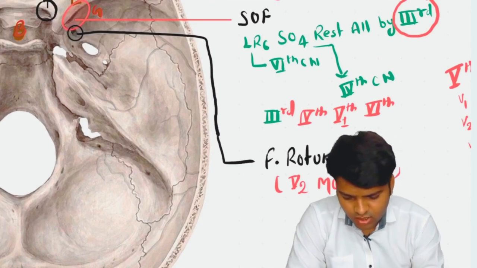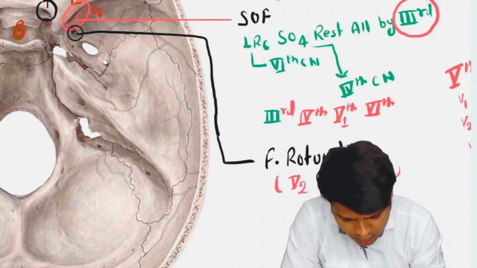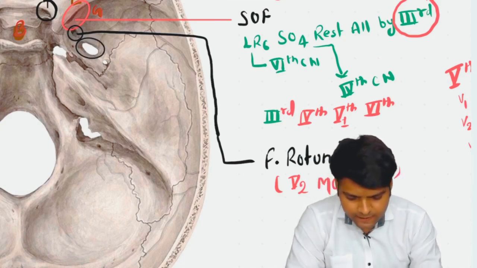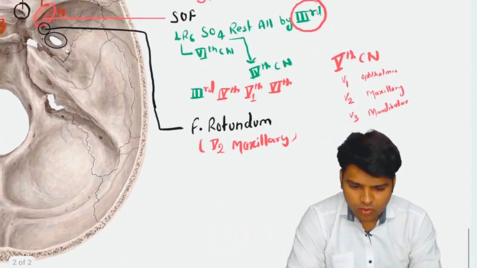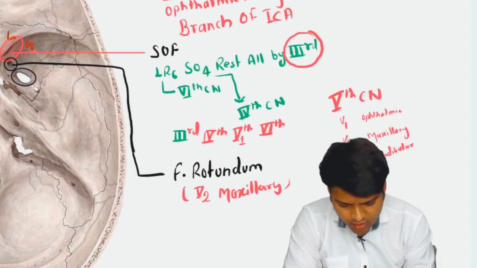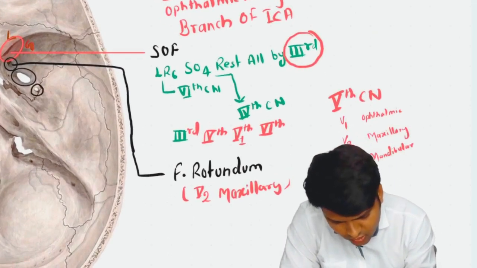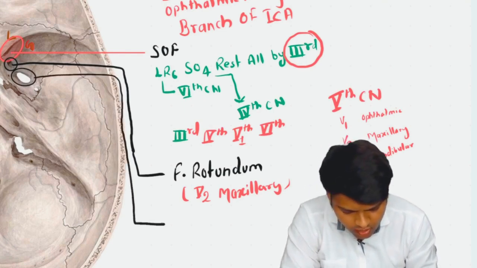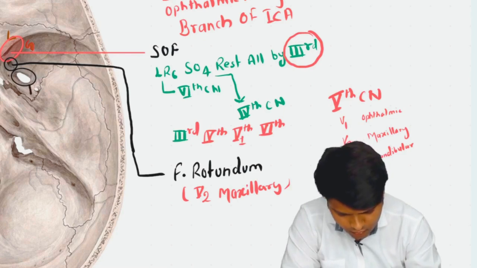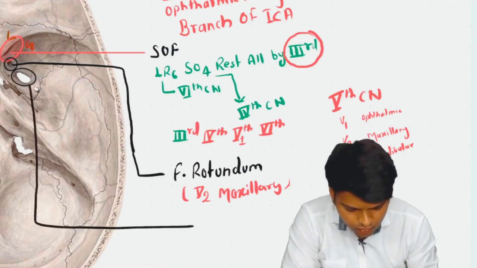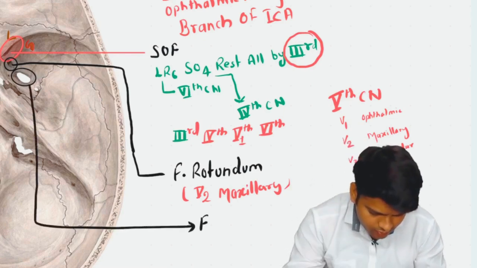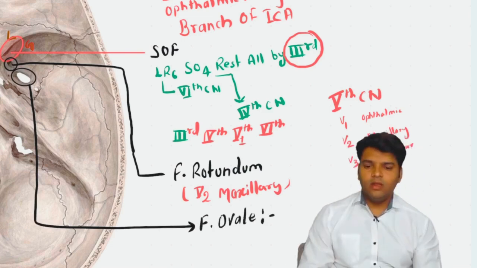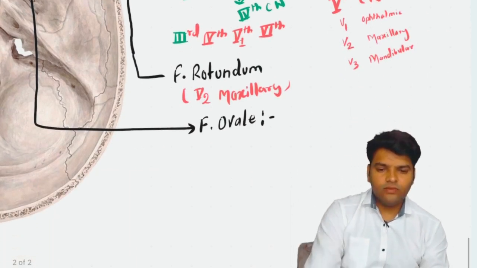And after the foramen rotundum, you will see the next opening, which is called the foramen ovale. After the foramen ovale, you will see the foramen spinosum, but first of all, we will learn about the foramen ovale. Which structures pass through the foramen ovale?